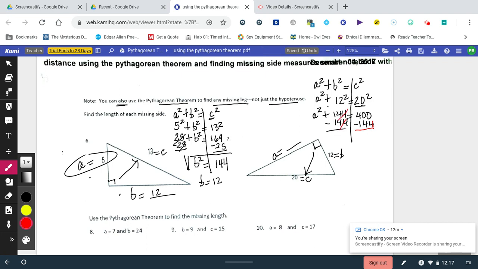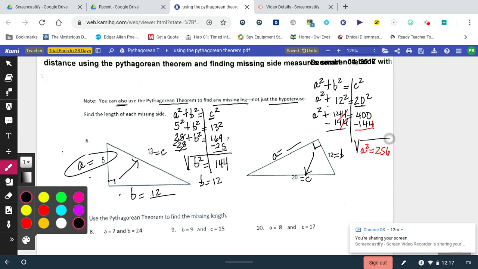These will cancel again. So we end up with A squared equals 256. And we're going to take the square root of both sides. I'm just doing this where there's more room and it's not jumbled up with this shape here, that right triangle. So the square root of A squared is A, and the square root of 256 is 16. So that tells us that that leg is 16.